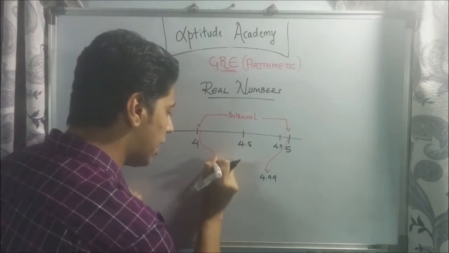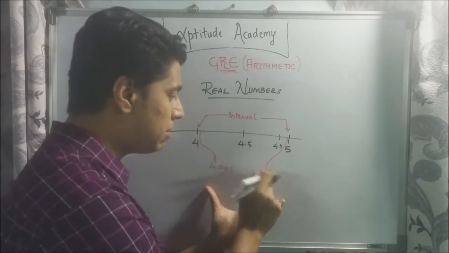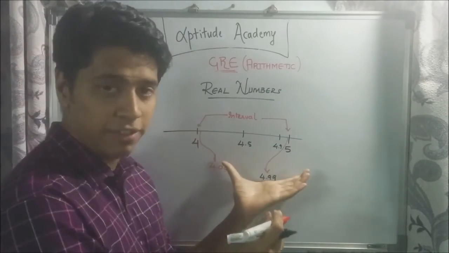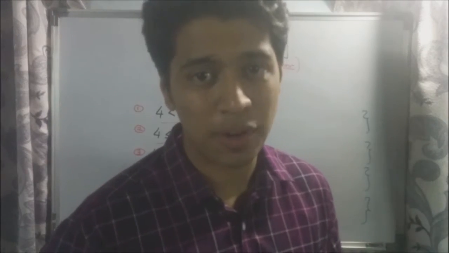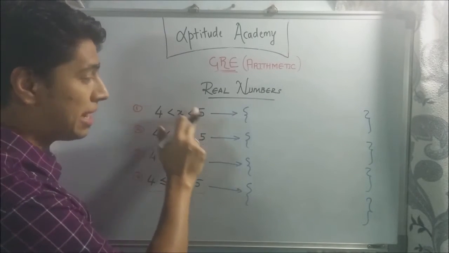All of these numbers fall in this interval. Here you will be getting something like 4.001 or something like that. So, all of these numbers fall in the interval 4 and 5. There are basically 4 types of intervals that you need to know. These questions will come on the GRE, and if you make a single mistake, you will lose the whole question. Let's see what they are. With 4 and 5 as our boundaries, we can have 4 types of intervals. The first one says x is greater than 4 but less than 5.